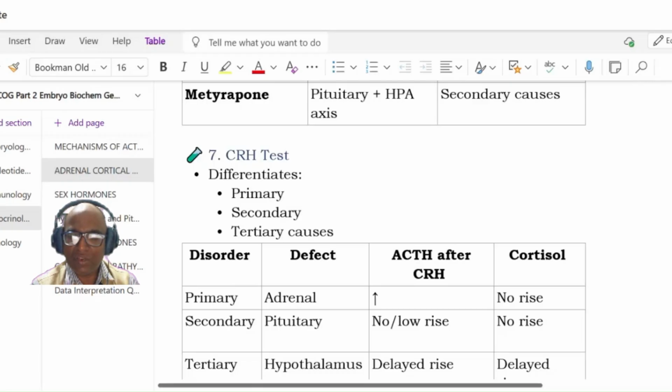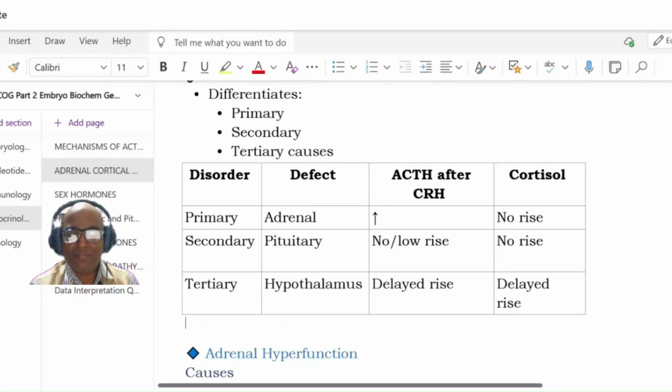Primary cause means at the level of the adrenal, secondary at the level of the pituitary, and tertiary at the level of the hypothalamus. So when you give CRH, what should happen? It will stimulate the pituitary to secrete ACTH, and ACTH will further act on the adrenal and increase the cortisol. This is the normal response. If it is a primary adrenal failure, the defect is in the adrenal. So after giving CRH, the ACTH will increase, but the cortisol will not increase.